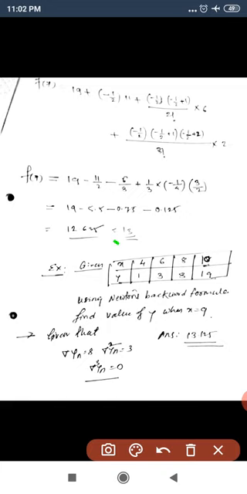This is the exercise given to you. Find the value of y when x is equal to 9. X values are given 4, 6, 8, 10, and y is 1, 3, 8, 19. So using Newton's backward formula, find the value of y when x is equal to 9.